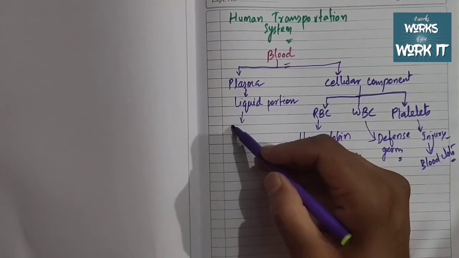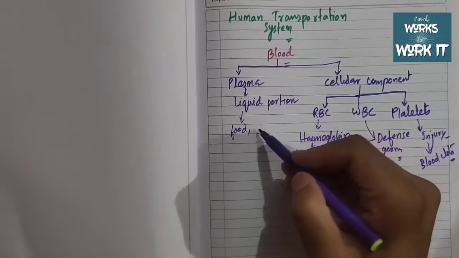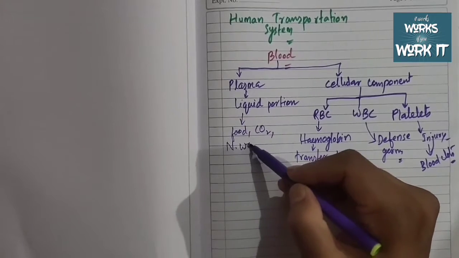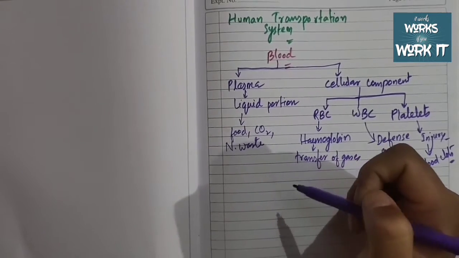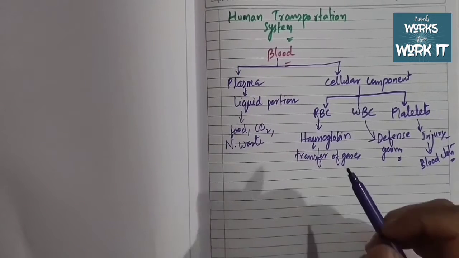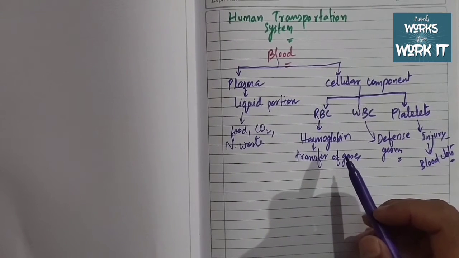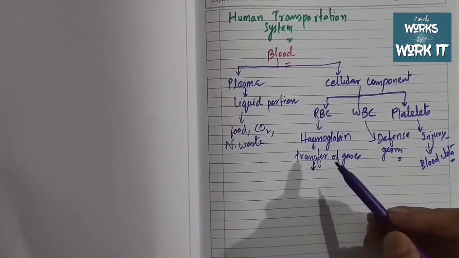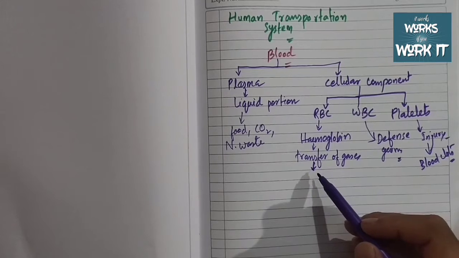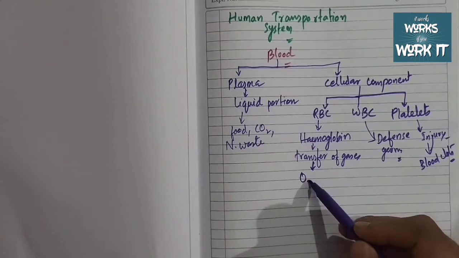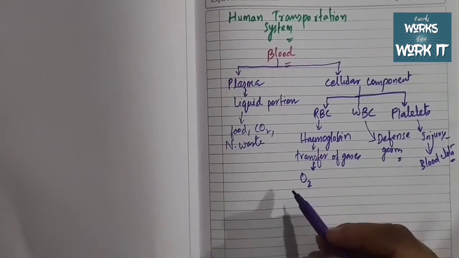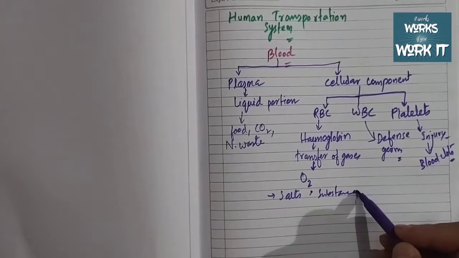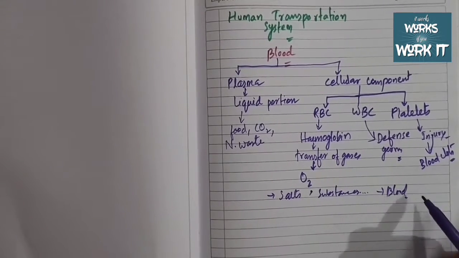The main role of the plasma is to transport food, carbon dioxide and several nitrogenous wastes in dissolved form. They are liquid components, so plasma helps to transport these three things. Next, RBC is the main region for the exchange of gases. They carry oxygen. Many other substances like salts are also transported by the blood.